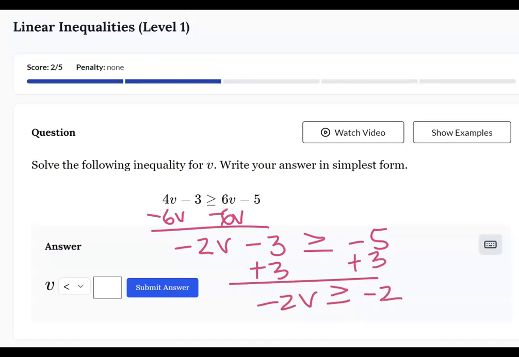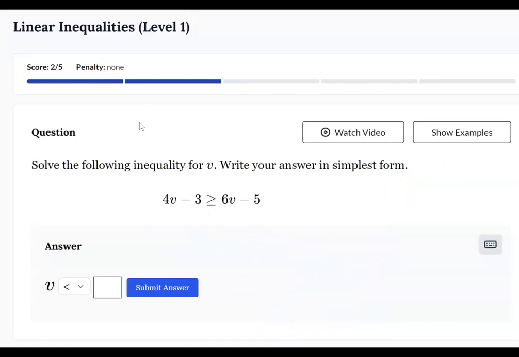Now notice when I divide here, I'm dividing by a negative. Anytime I divide by a negative, I have to reverse the direction of my inequality. So we're going to type v is less than or equal to positive 1.